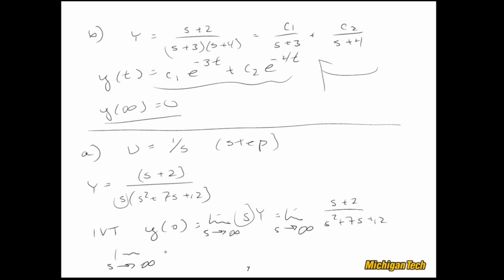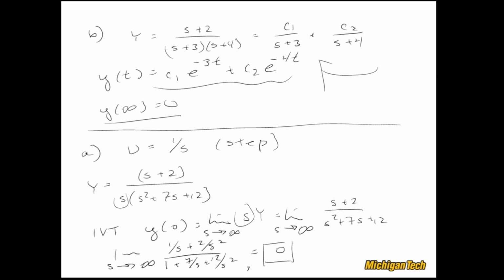Oops. If we divide through by s squared again, we'll get 1 over s plus 2 over s squared over 1 plus 7 over s plus 12 over s squared. Letting s go to infinity, we get 0. So the initial value theorem tells us in this case, y at time equals 0 was 0.